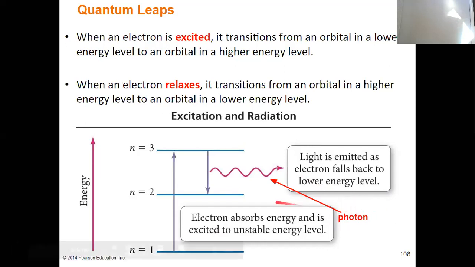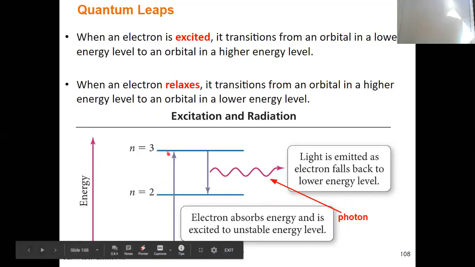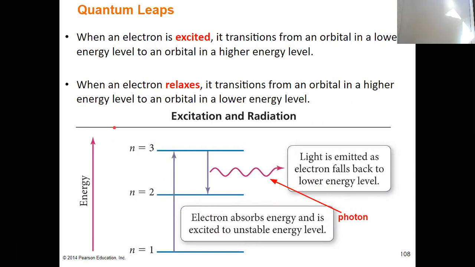When an electron goes from n equals 1 up to n equals 3, it can't just do that on its own. It needs to absorb the energy from something else. It absorbs energy, and then it's able to be excited up to that higher energy level.